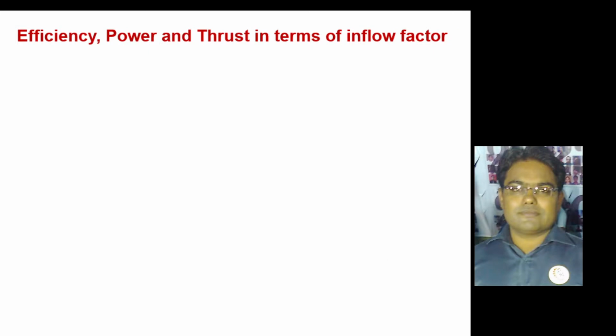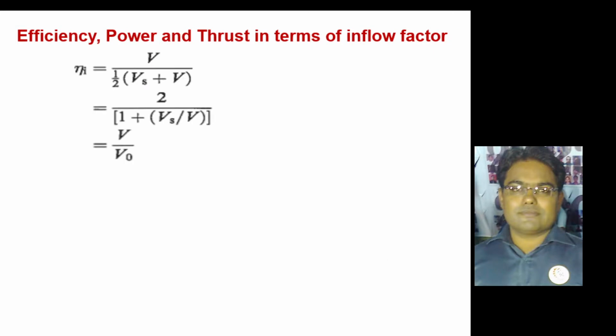So, efficiency, power, and thrust in terms of inflow factor. What we did here is divide and multiply by V, the stream flow velocity. We can write it in this way: 1 plus Vs by V, and substitute the value of Vs in terms of inflow factor A. We know that the velocity by which flow is entering the disk is basically the arithmetic mean of Vs plus V by 2. So (Vs plus V) by 2 can be said as V naught.